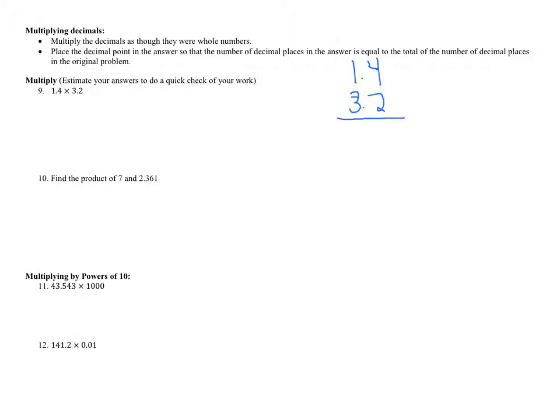I'll multiply through by that 2 first, so 2 times 4 is 8, then 2 times 1 is 2. I'll put my placeholder of 0 at the end. Now I'm multiplying through by the 3. 3 times 4 is 12. I put down the 2 and carry the 1. 3 times 1 is 3, plus that carried 1 is 4. Now I need to add, so 8 plus 0 is 8. 2 plus 2 is 4, and then the 4 at the end.